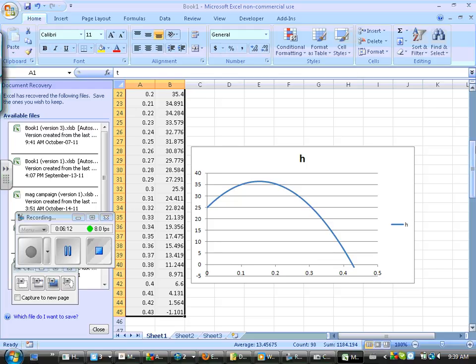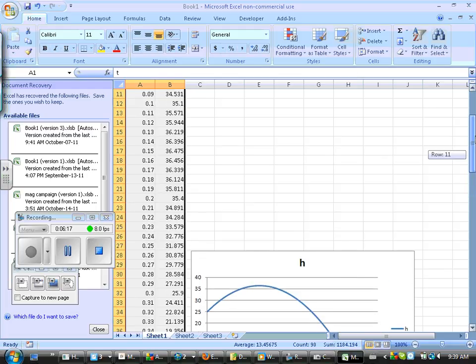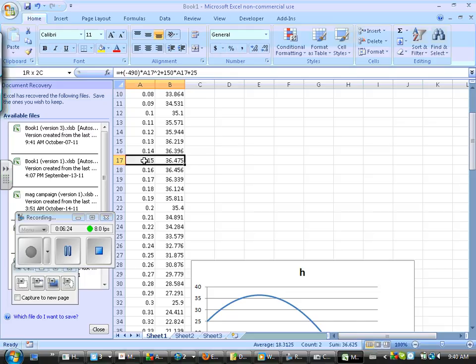Okay, the next question is what maximum height does the frog reach? So I'm going to look back. I can see in the column with the h values that it's going up, and then it starts to come down, right? And so you can see that it reaches its peak at about 0.15, and then it starts to come down. Okay, so to the nearest tenth of a second, I know that's going to be 0.2 seconds.